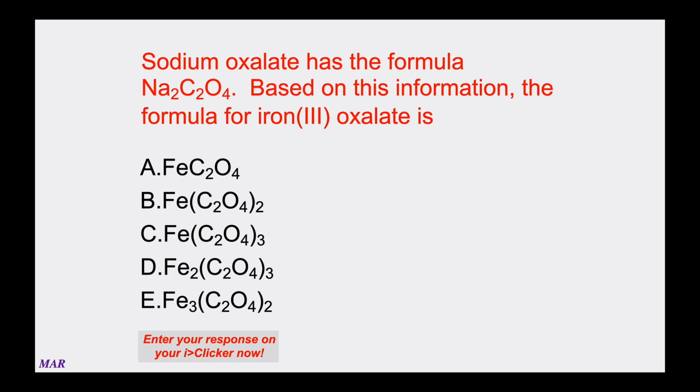Now, oxalate is a polyatomic ion. It's a little bit more rare than a lot of the ones we're looking at, but it's the same idea. So using that formula, if you don't know what oxalate is, I think you can figure out what you need to answer the question, to figure out what the formula is for iron 3 oxalate. So try this problem on your own, pause the video, and when you're ready, unpause it, and we'll talk about the answer.